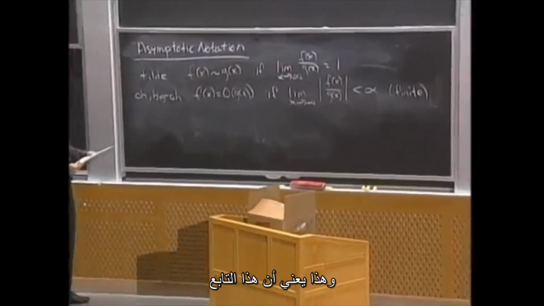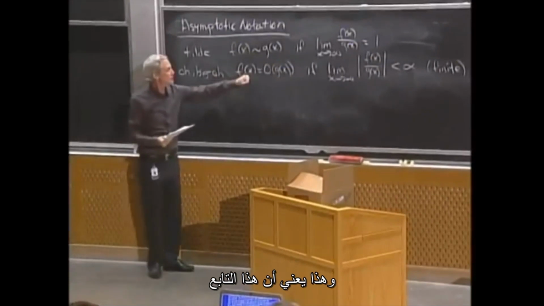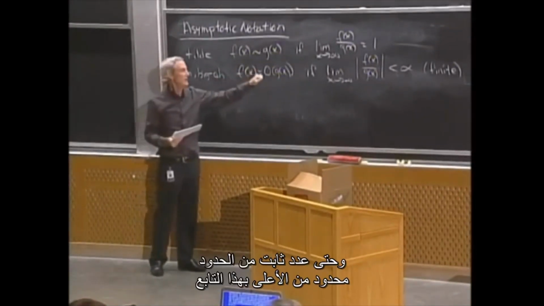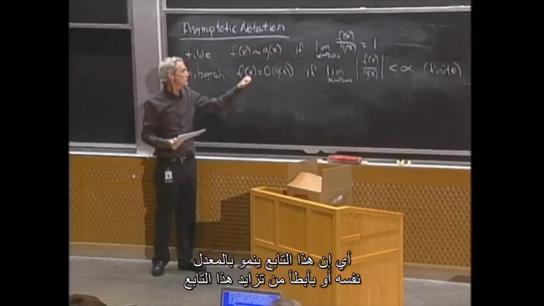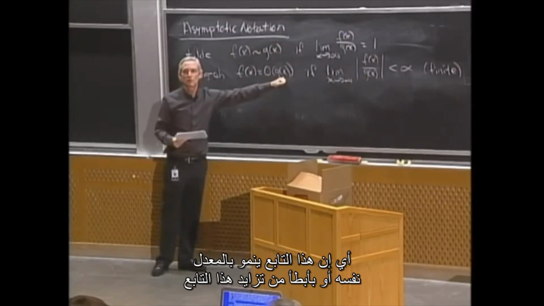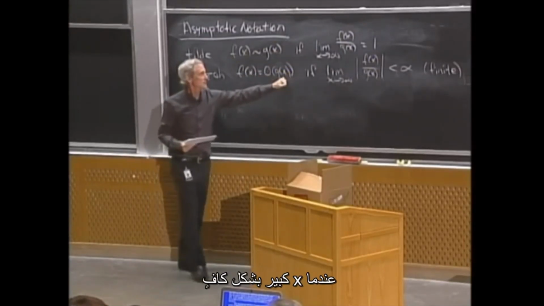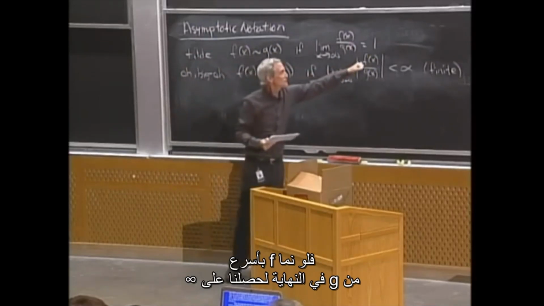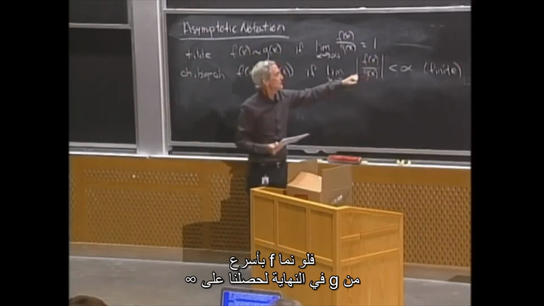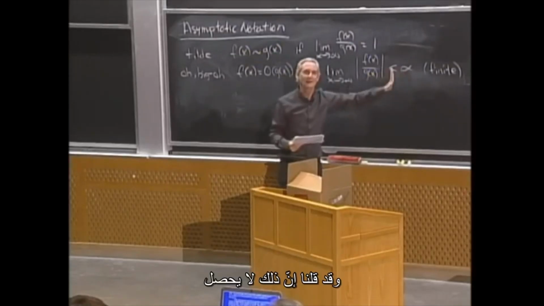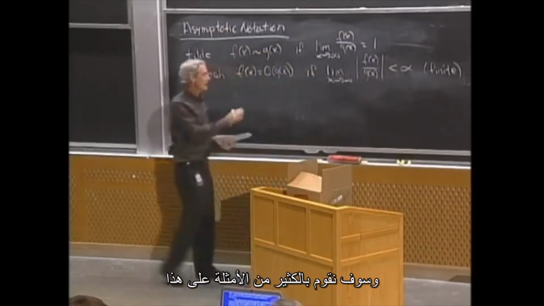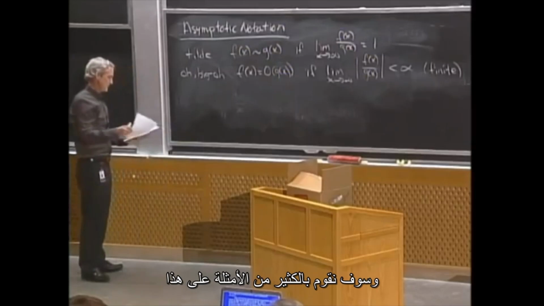The interpretation is that this function is, up to constant factors, upper bounded by this one. That this grows at the same rate or slower than this one grows as x gets large. Because if f was growing a lot faster than g in the limit, then the limit of the ratio would be infinity. And we're saying that doesn't happen. All right, now I'm going to do a lot of examples for this.